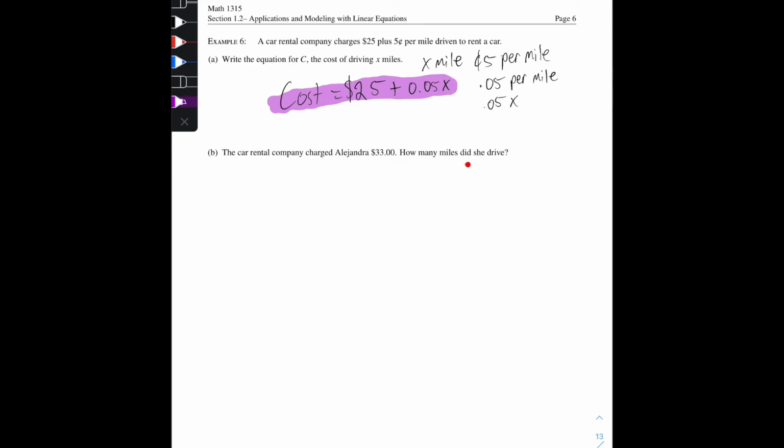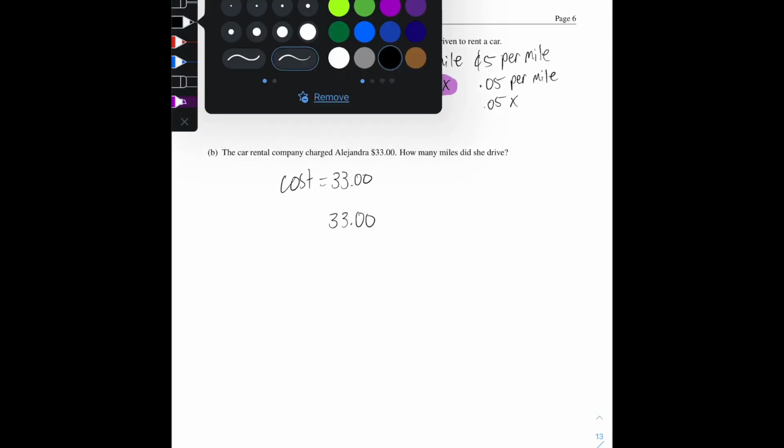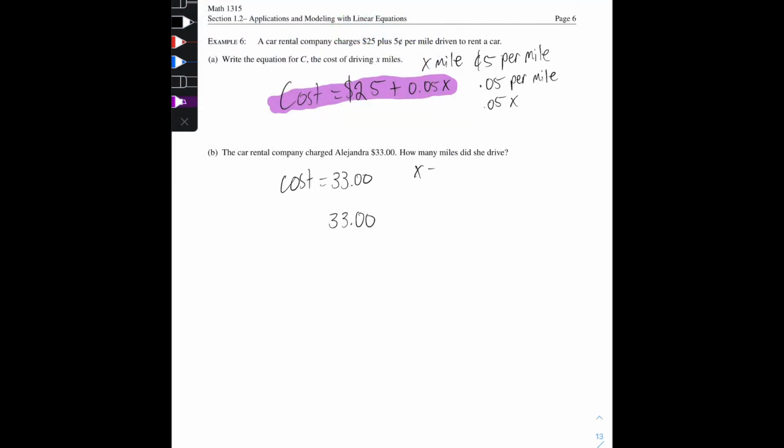Okay, taking a look at this, we see that Alejandra was actually charged $33, and it's asking us, how many miles did she drive? Well, we just created this equation up here, so let's see if we can put it to use. So the cost we were given to be $33. And we can find how many miles, in this case x, is going to be our miles. And so that's what we're looking for.